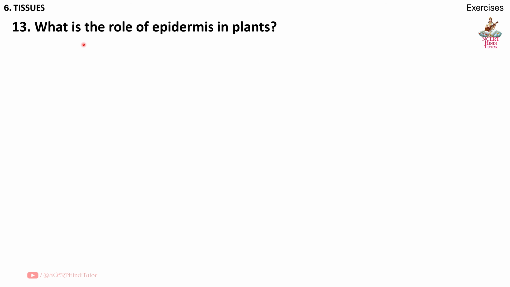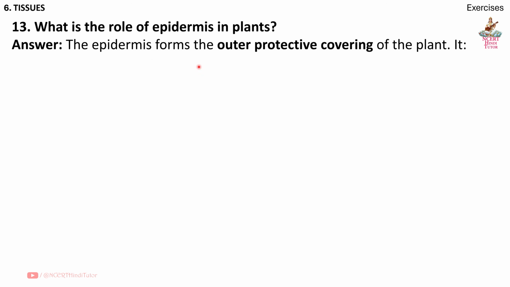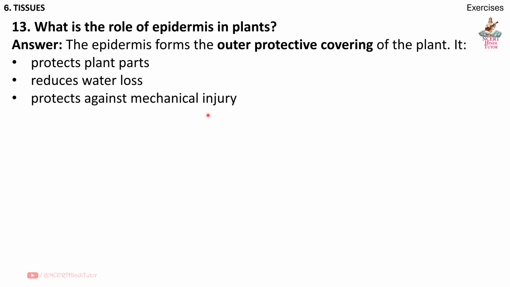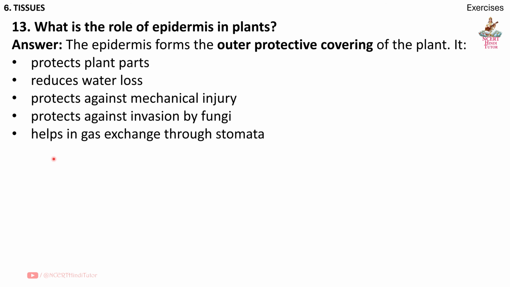Question 13. What is the role of epidermis in plants? Answer: The epidermis forms the outer protective covering of the plant. It protects plant parts, reduces water loss, protects against mechanical injury, protects against invasion by fungi, helps in gas exchange through stomata, and helps roots absorb water through root hairs.